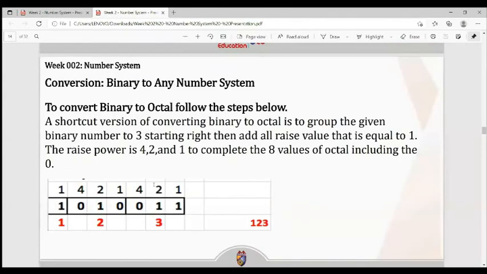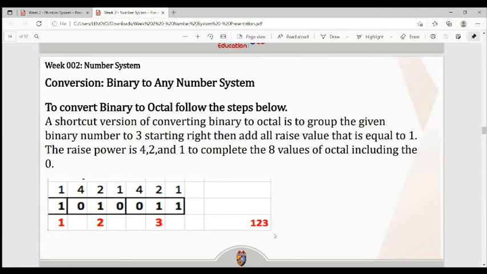Follow the steps below. So, a shortcut version of converting binary to octal is group the given binary number to 3 starting right. Then, add all raised value that is equivalent to 1. The raised power is 4, 2, 1 to complete the 8 values of octal including 0. So, parang ganun lang din naman yung process niya. Kukunin mo lang yung equivalent lahat ng may 1. So, no need to get the equivalent of those with zeros.